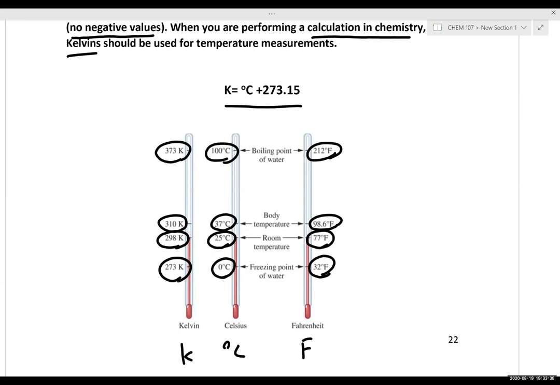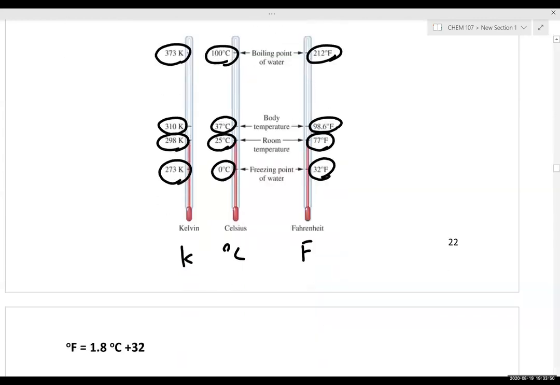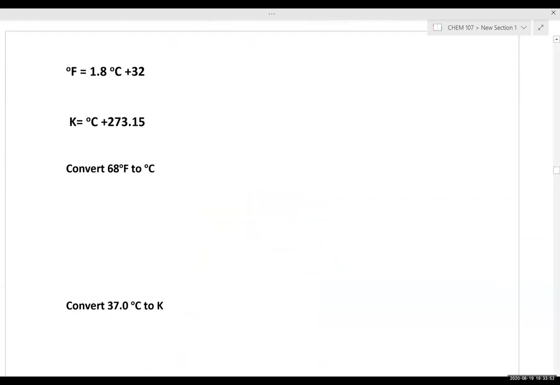So as you see, Fahrenheit, Celsius, and Kelvin are quite different, even though they're describing the same temperature. Let's practice doing some conversions. So I'm given the following two equations. Let's first convert 68 degrees Fahrenheit to Celsius.